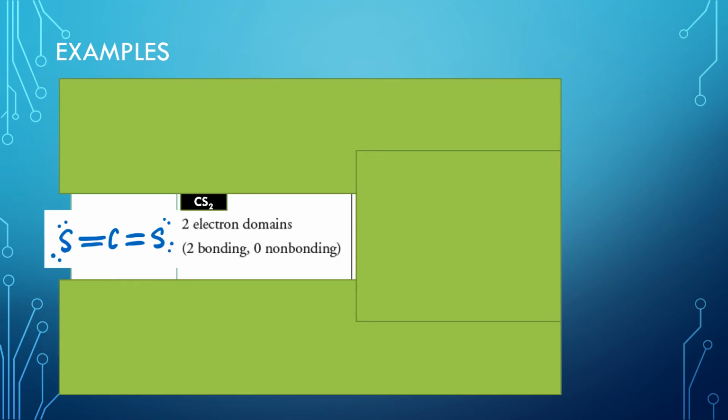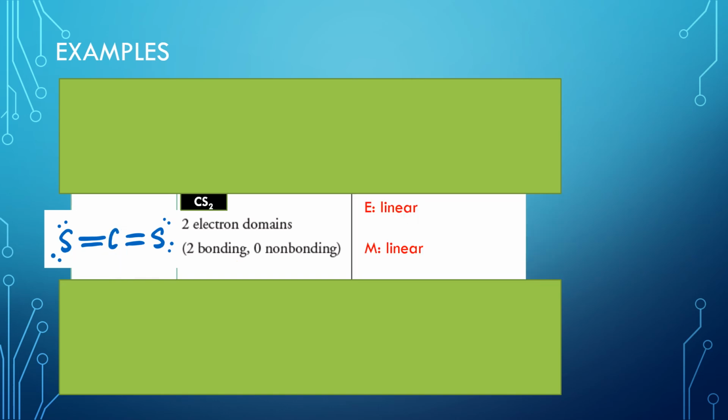Here you have CS2. On this carbon, you have 2 bonds right here and here. So all you're focused on is just the central atom. So there's 2 bonding and 0 non-bonding, no lone pairs. So that means that the electron geometry and molecular geometry are both going to be considered linear.